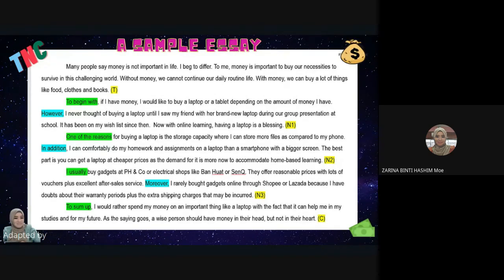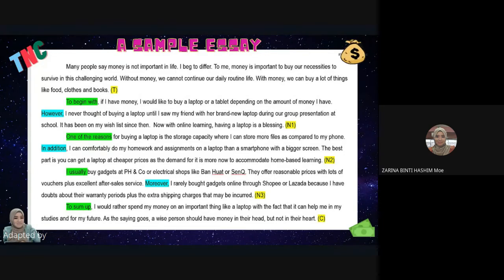They offer a reason why you buy from that place, because they give reasonable prices, with lots of vouchers. If you buy from there, after you buy you will get vouchers, you can still buy other items with those vouchers. And also plus excellent after sale service. What is after sale service? That means after you buy from them, maybe they can offer you services for you to repair your laptop and so on. That is after sales service.